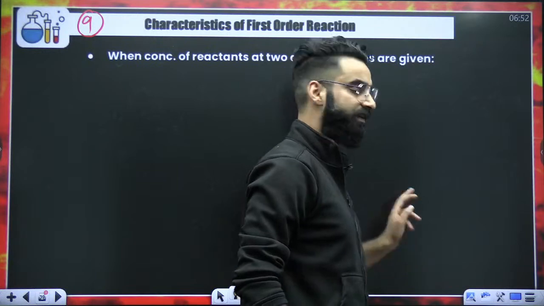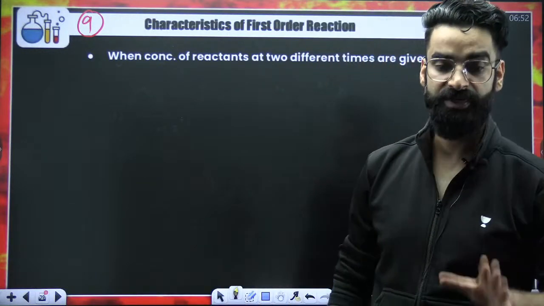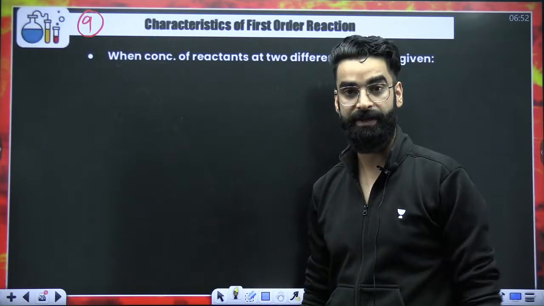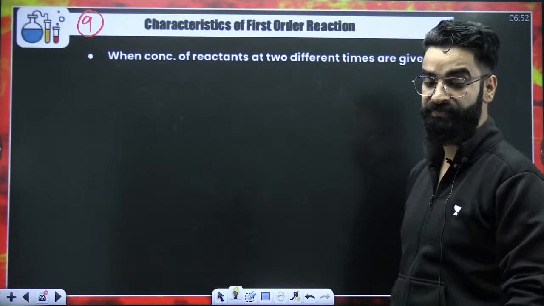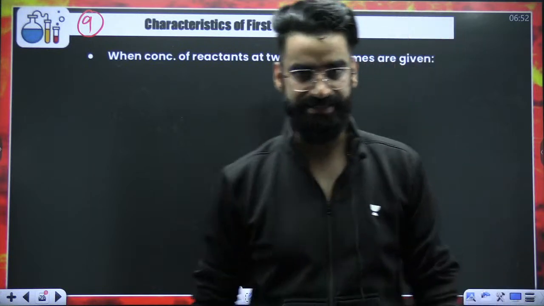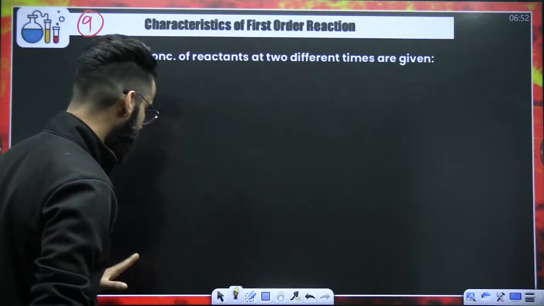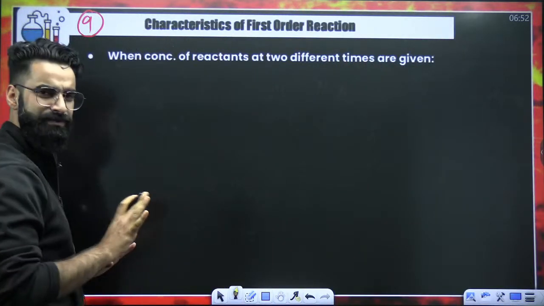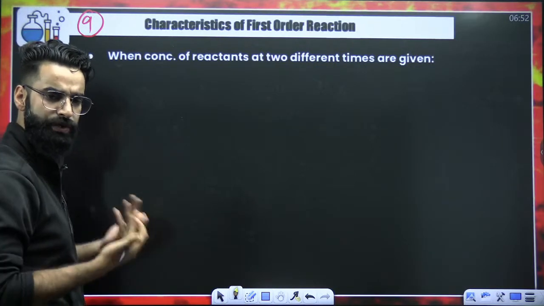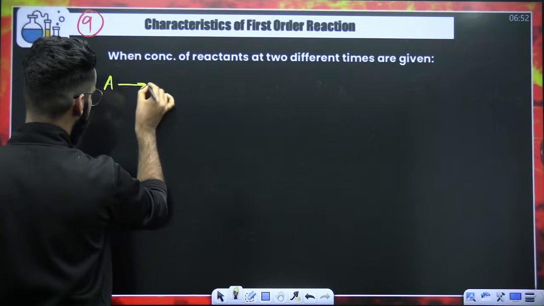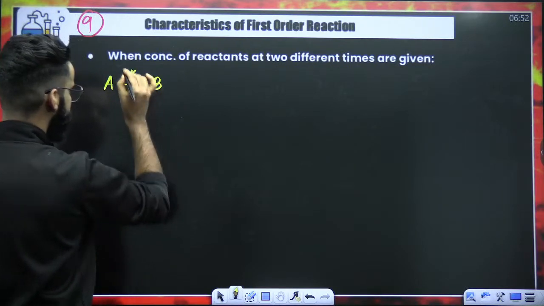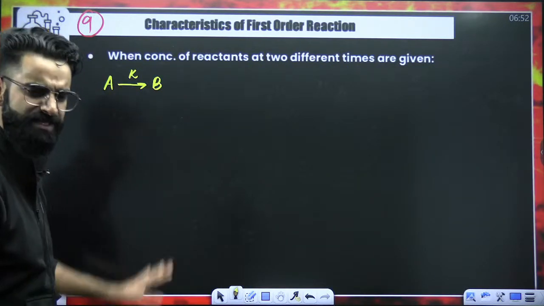So one more characteristic feature, one more type of the question which can be asked basically from the first order reactions: when the concentration of reactants at 2 different times are given, what it means exactly. Try to understand. I'm again not going to derive the result. I'll be giving you the result and I'll show you how to utilize that result. You are given with a first order reaction A gives B, for example, whose rate constant is k.